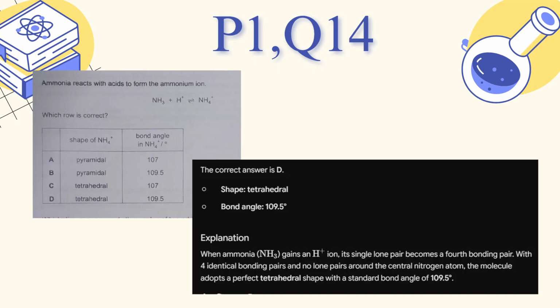Question number 14. Ammonia reacts with acids to form the ammonium ion. As you can see in the chemical equation, which row is correct?